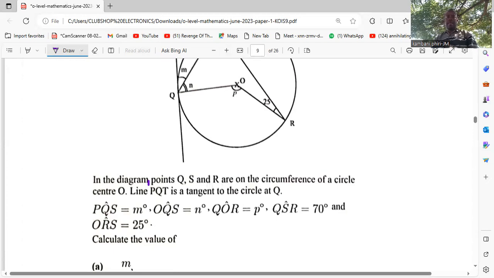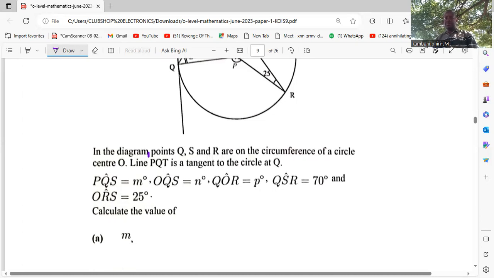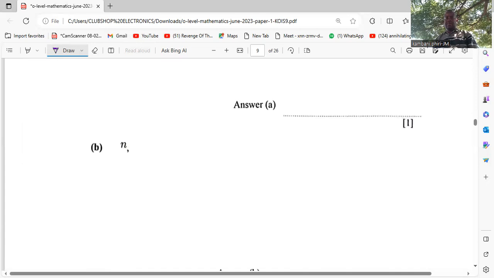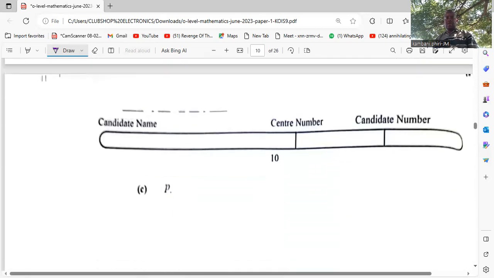Center O, line PQT is a tangent to the circle at Q. Angle PQS is M degrees, OQS is N degrees, QOR is P degrees, QSR is 70 degrees, and ORS is 5 degrees. Then let's find the value of M, find the value of N, find the value of P. It doesn't matter the one that we start with.